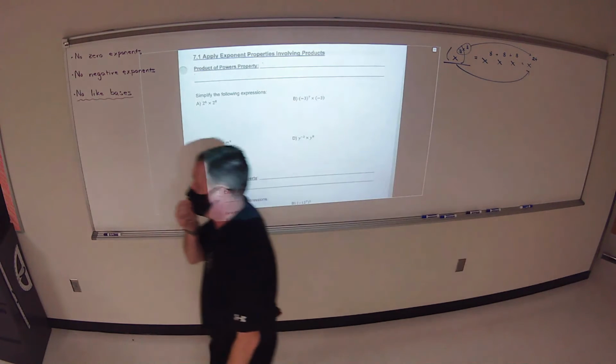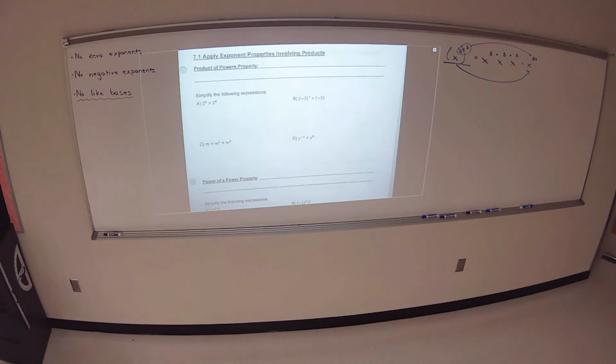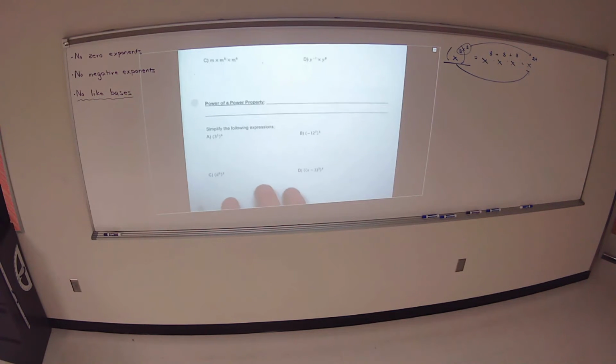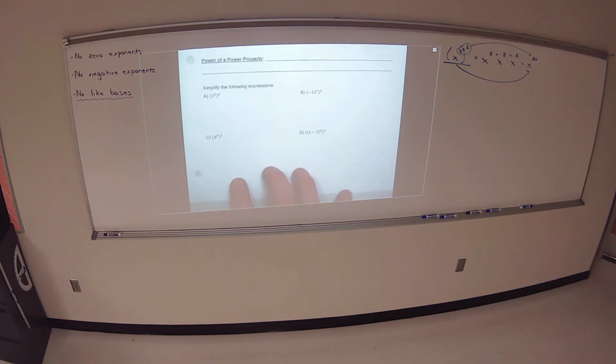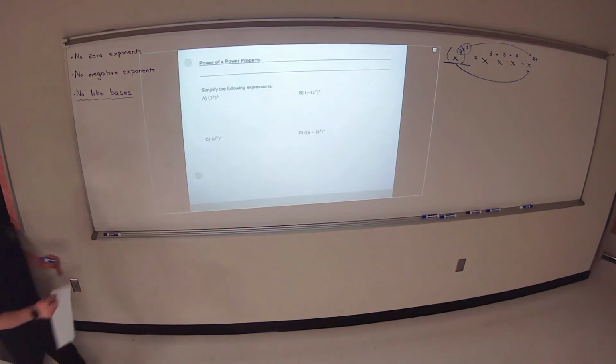That's not 8 to the 3rd power. Some people will do that. They get an answer of 512 and they think that should be their new exponent. No. With the power to a power, you are going to multiply your exponents, not actually do the exponent problem. So, here's our example for this one.